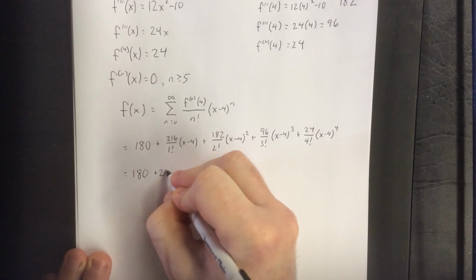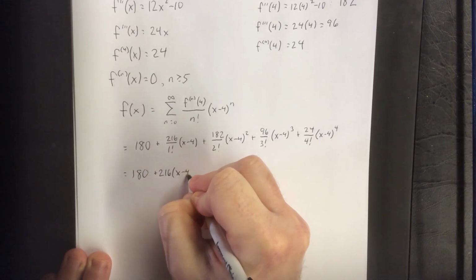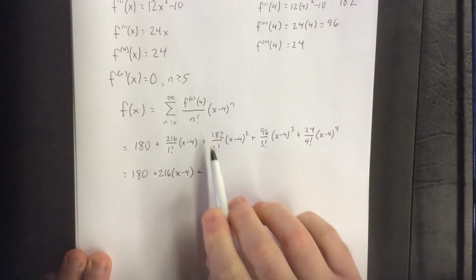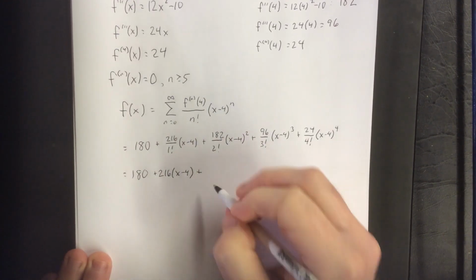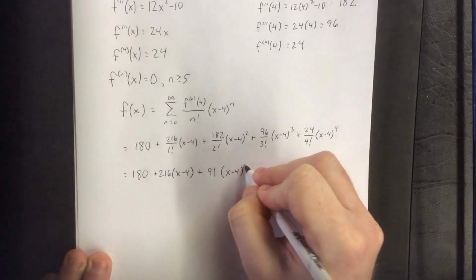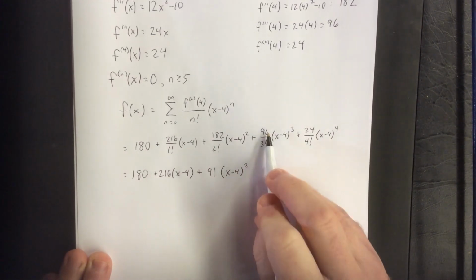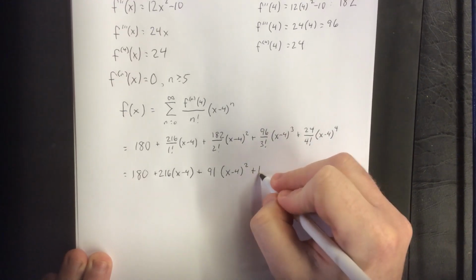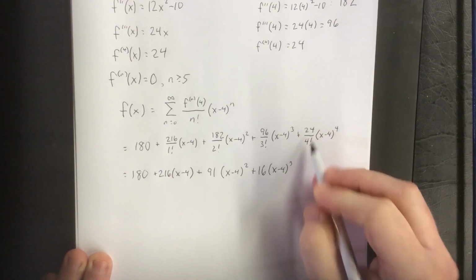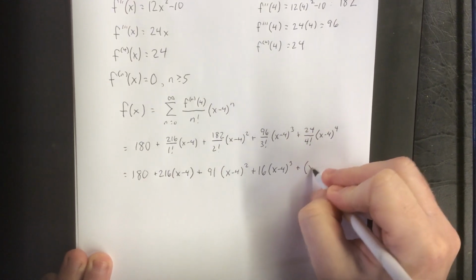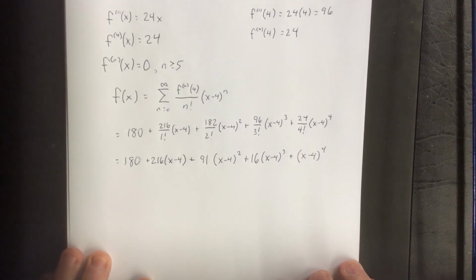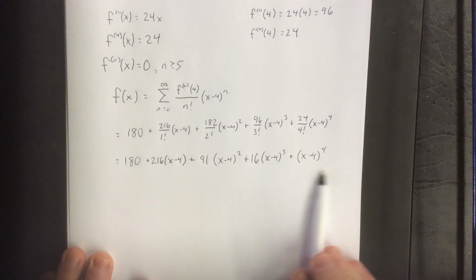Then we can proceed to simplify. 1 factorial is equal to 1. Dividing by 1 is not too bad. 182, 2 factorial is 2. 182 divided by 2 is 91. 3 factorial is 6. 96 divided by 6 is 16. And 4 factorial is 24. 24 over 24, those will cancel each other out. So this would be considered your Taylor polynomial for the function f, centered at x equals 4.